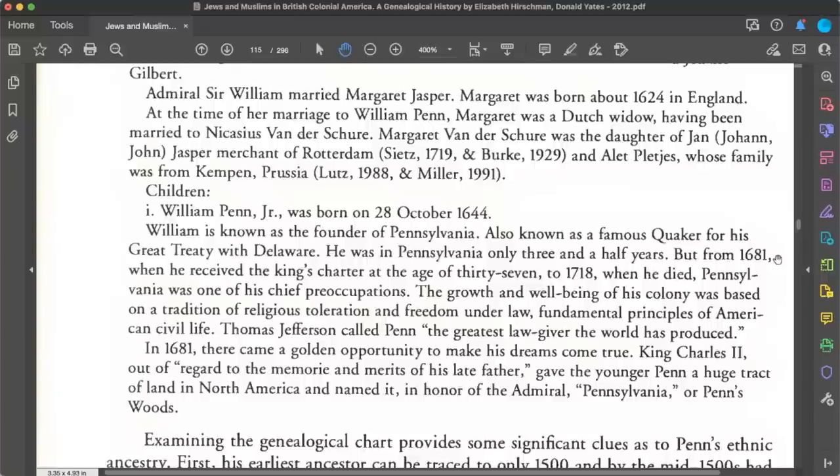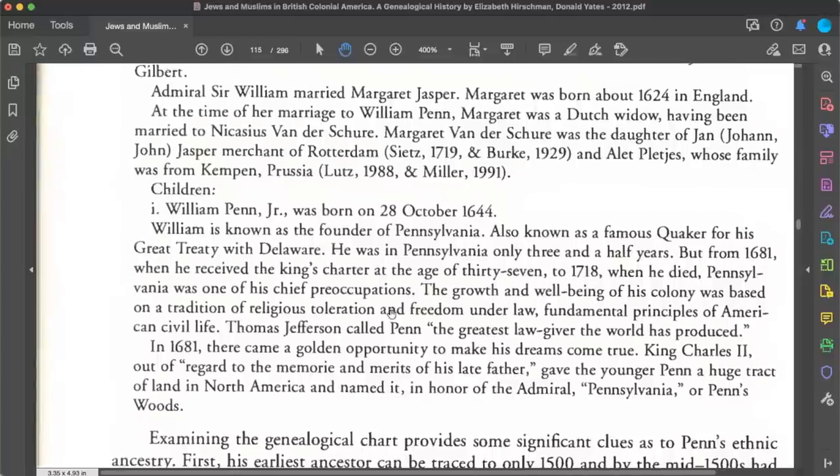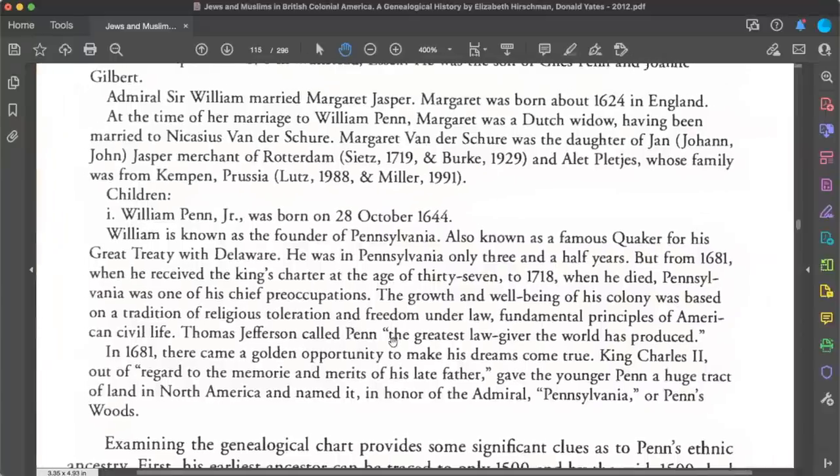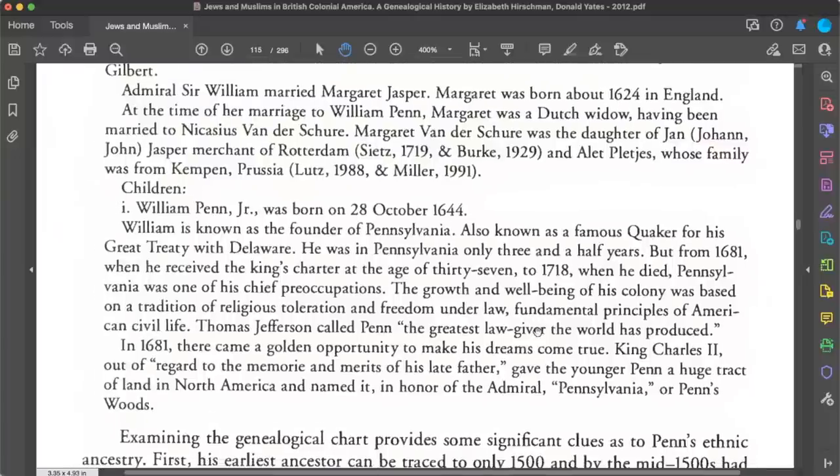All right, he was only there 3 years, but from 1681, when he received the King's Charter at the age of 37, to 1718, when he died, Pennsylvania was one of his chief preoccupations. The growth and well-being of his colony was based on a tradition of religious toleration and freedom under law, fundamental principles of American civil life. Thomas Jefferson called Penn the greatest lawgiver the world has produced.